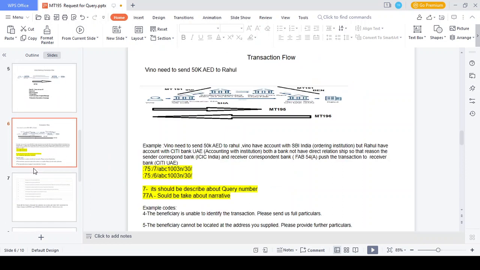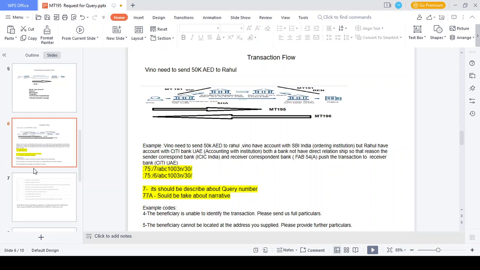This is the indirect banking relationship. In case the banks do not have a direct relationship, the flow happens this way. We hold the account in SB India, Rahul holds the account in Citibank UAE. Both banks don't have a direct relationship. At that time, the sender correspondent, receiver correspondent, intermediary, and account with institution, many parties are involved based on the combination.